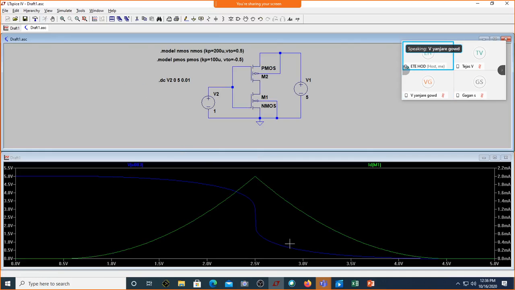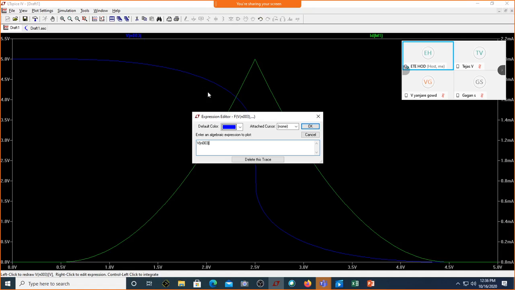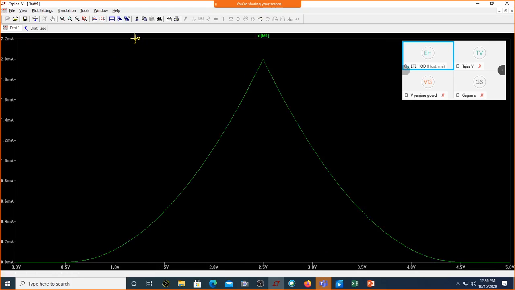If I run it, now I'm seeing the current as well as the output voltage. Let me change the color of this. Okay, can somebody comment on this? Sirish. Comment on the current. Why is it going like a pyramid?